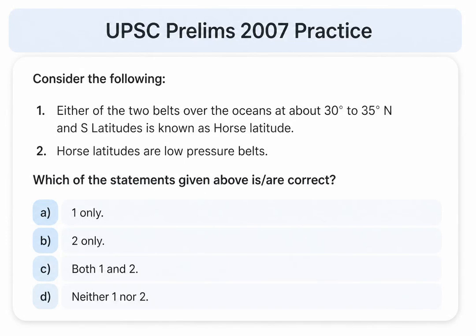Let's look at how this is tested, using a question from the 2007 UPSC prelims. Statement 1 says the belts at 30 to 35 degrees north and south are known as horse latitudes. We know this is true. Statement 2 claims horse latitudes are low-pressure belts. Based on what we just discussed about subsiding air, we know they are actually high-pressure belts. Therefore, statement 2 is false, making the correct answer A, 1 only.